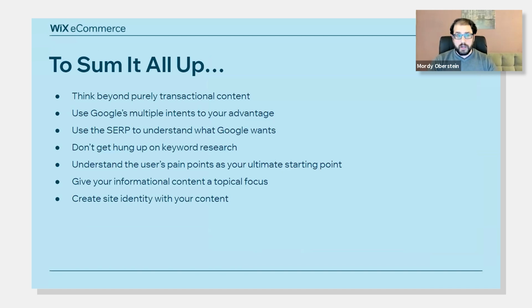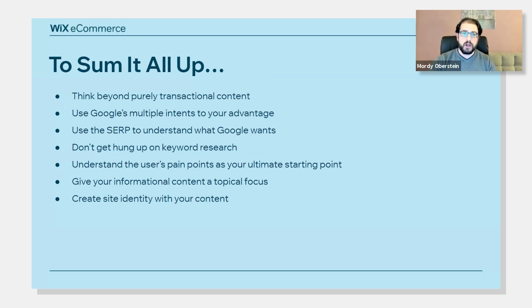So to sum it all up, I want you to think beyond purely transactional content. If you're a product or an e-commerce website for your products or your services, Google has multiple intents that it's catering to. It's catering to people who are searching for multiple reasons. So take advantage of that. Know what's out there and take advantage of that. Use the SERP to understand what Google wants. And don't get too hung up on the keyword research in this whole process.